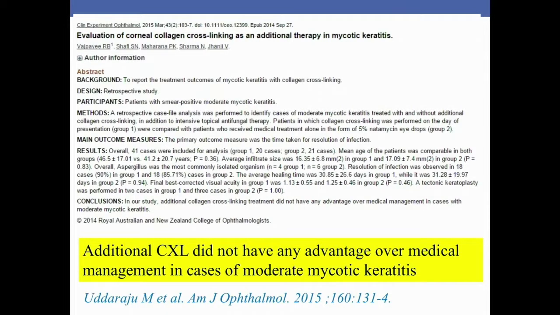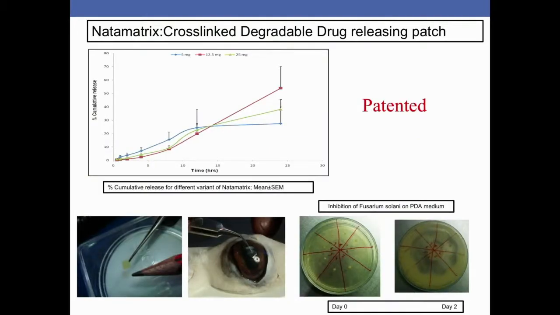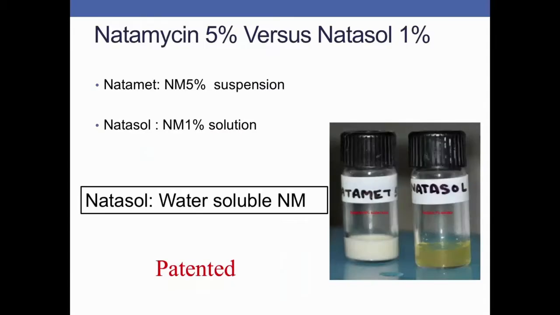We have also looked at the role of collagen cross-linking in case of fungal keratitis, and there are other groups as well who have looked at this and did not find any benefit of collagen cross-linking in fungal keratitis. Now, this is something that we are working on: a cross-linked degradable drug-releasing patch, which we call Netamatrix. We have completed the animal studies, and it is placed intrastromally and is found to be useful in the animal models.